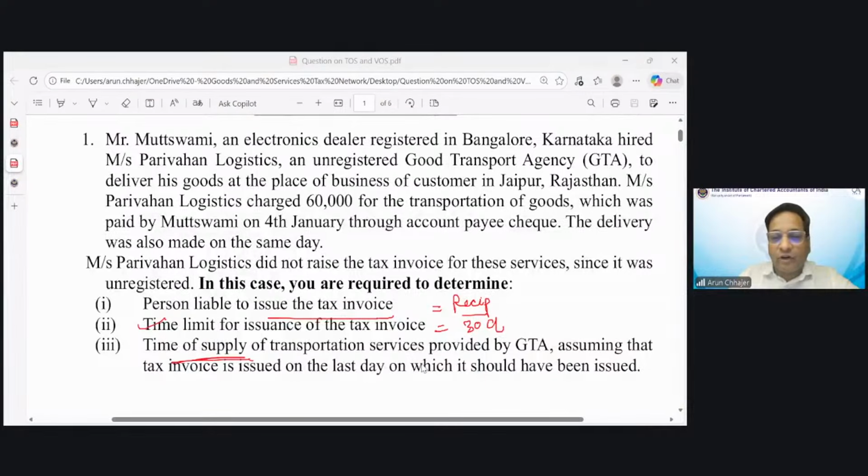Time of the supply for transportation services, assuming that tax invoice is on the last day on which it should have been issued. Kindly solve the last part and then give me the answer. What would be your answer for third number question?